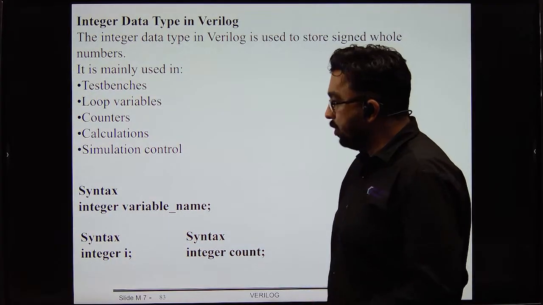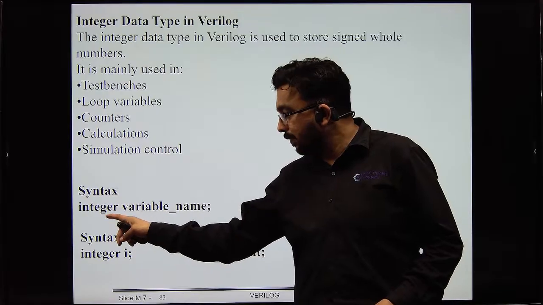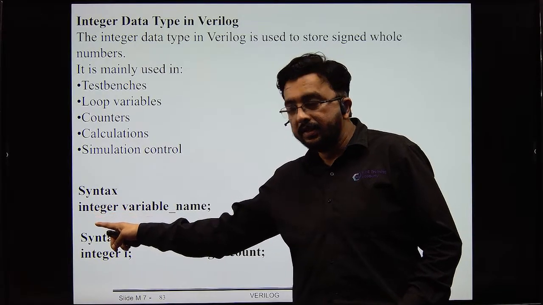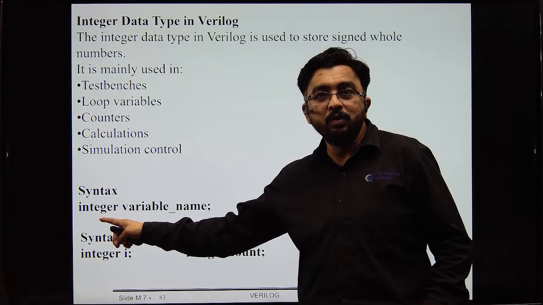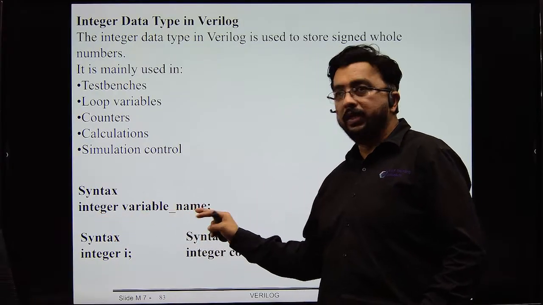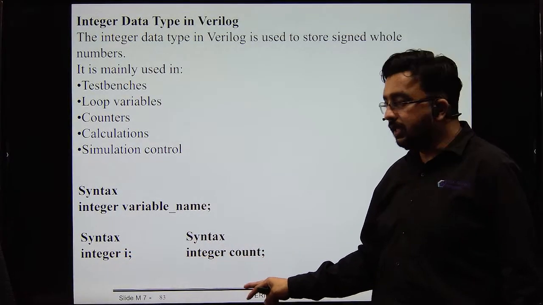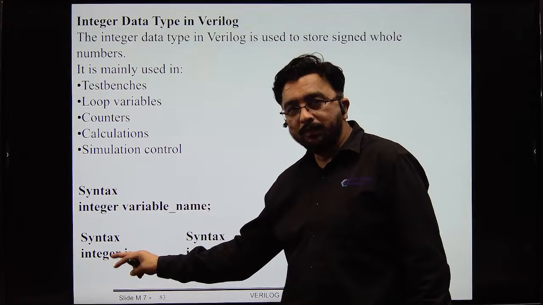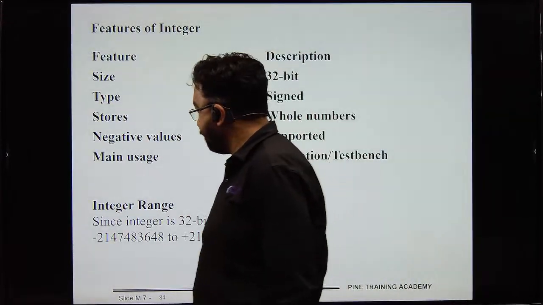So this is the syntax for how we call an integer. You have to define it with the keyword integer. This keyword integer always shows in blue color. And this is your variable name, for example integer i or integer count. So you have to declare the integer in this form. This is the syntax.